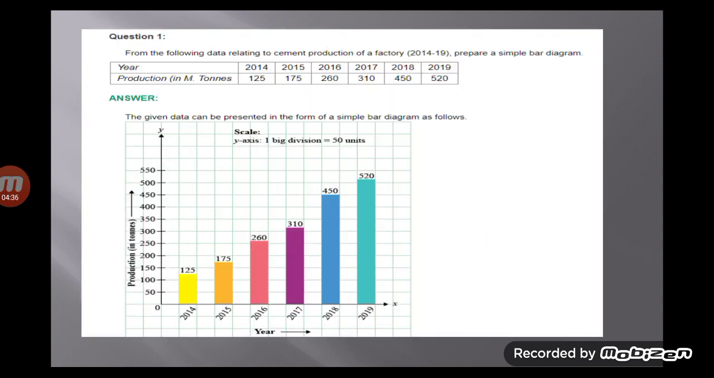My first problem: from the following data, I have to prepare a simple bar diagram. They have given the year and the production of cement of a factory from the year 2014 to 19. In 2014, 125 tons were produced, so I have drawn my graph for 2014 on the y-axis as 125. In 2015, I have drawn for 175. Similarly, for 2016, 17, 18, at last 520 tons were produced, which are shown in the simple bar diagram.